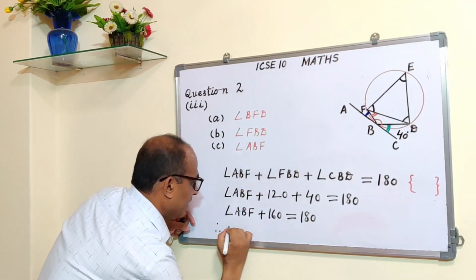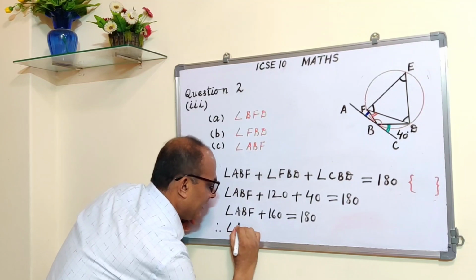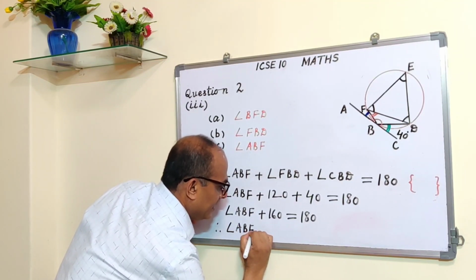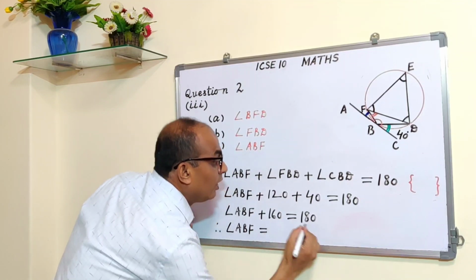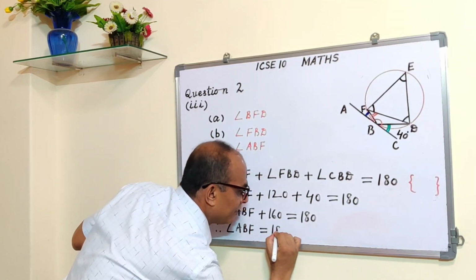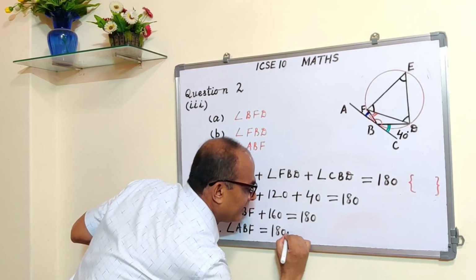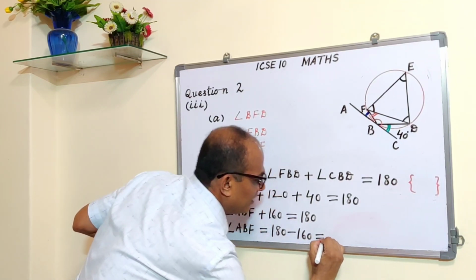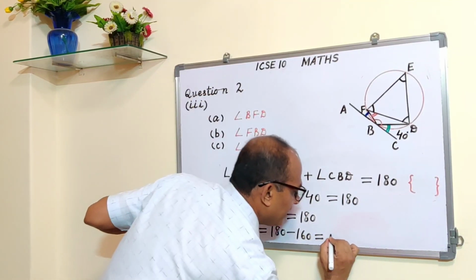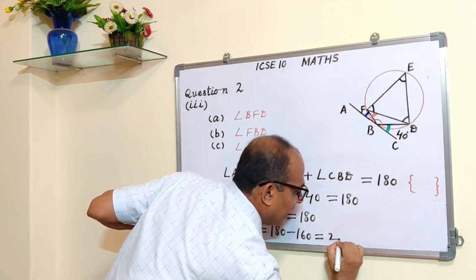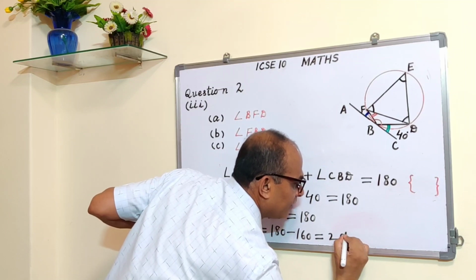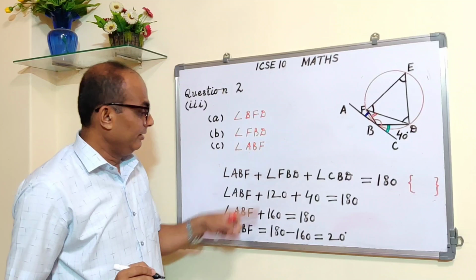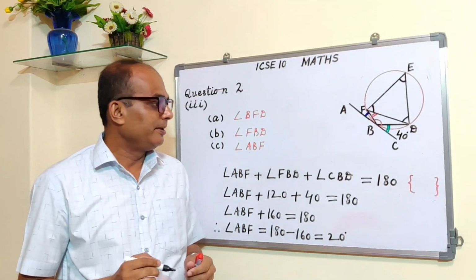Therefore angle ABF is equal to 180 minus 160, and that gives you how much? 20. And this is the last, 20 degrees. So we got all the answers. Fine. Angle ABF we got as 20 degrees.